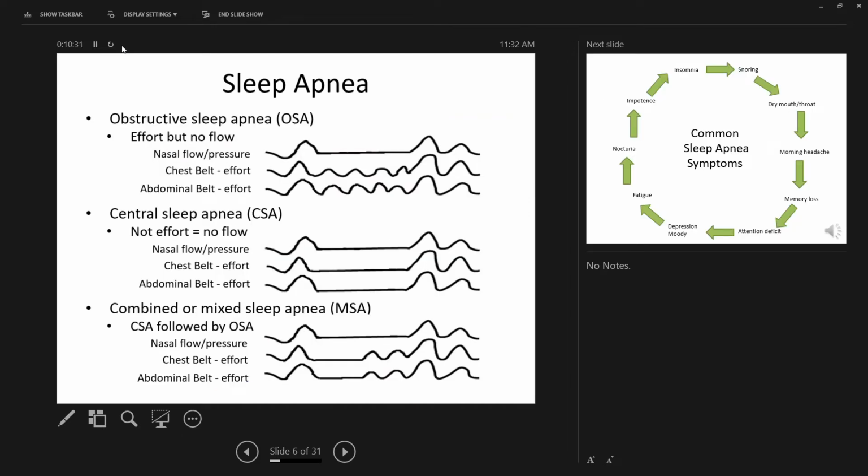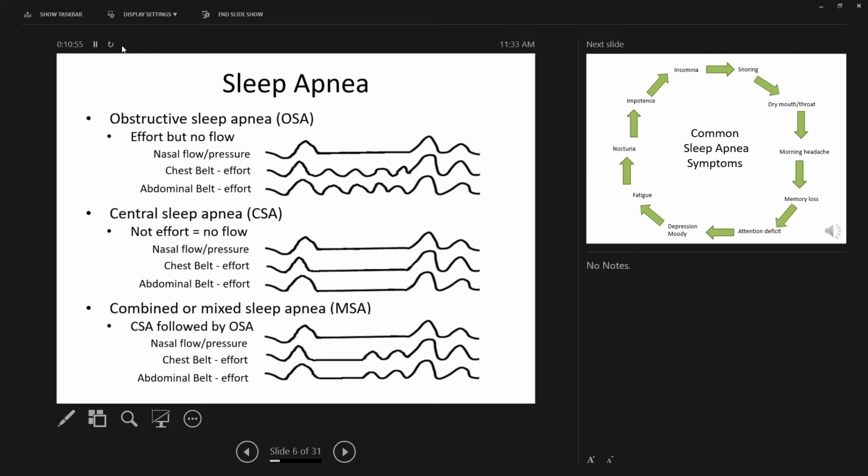So what is sleep apnea? Well, apnea means to not breathe, to stop breathing, absence of breath. And there are three main types of sleep apneas. One, obstructive sleep apnea, or what we call OSA, means that there's an effort to breathe, but there's no flow. And this is usually due to an occlusion of the upper airway.